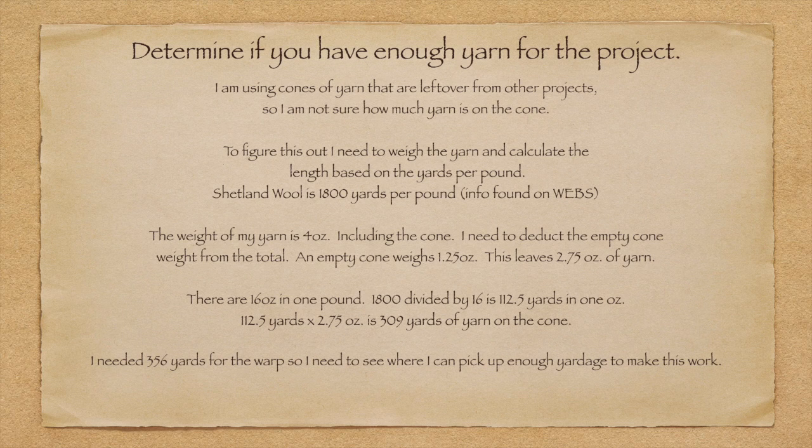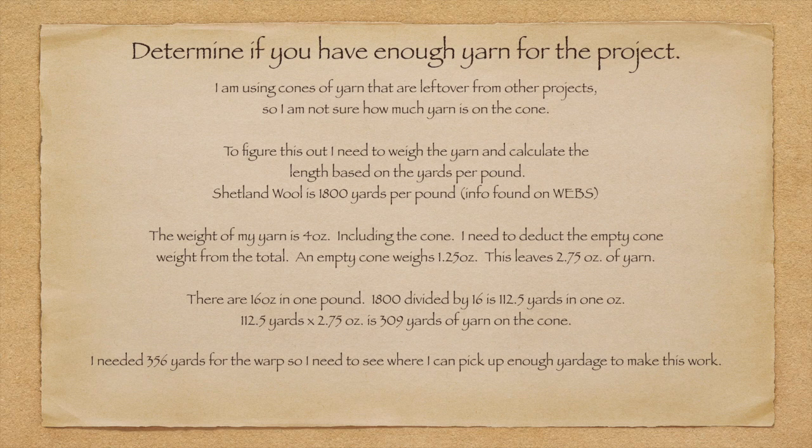The weight of my yarn, including the cone, is 4 ounces. I need to deduct the empty cone weight from the total. I weighed an empty cone, and it weighs 1.25 ounces. So I subtract that from 4 ounces, and I'm left with 2.75 ounces of yarn.